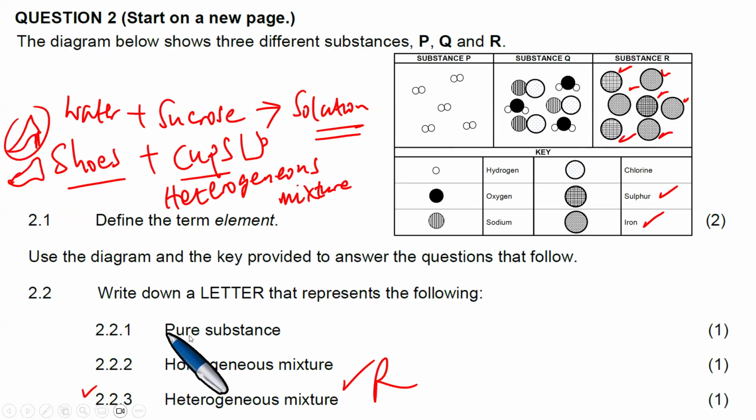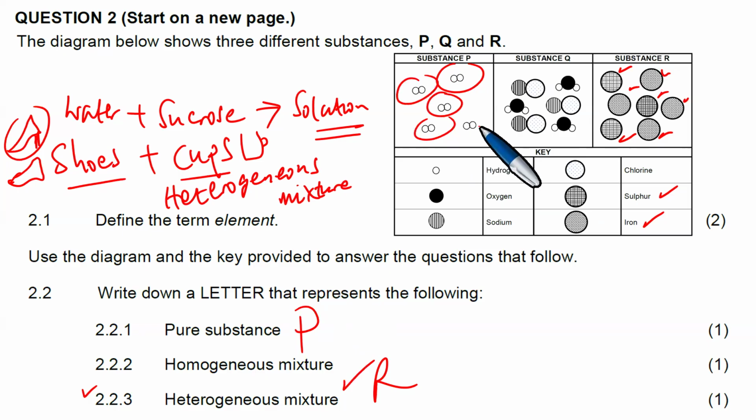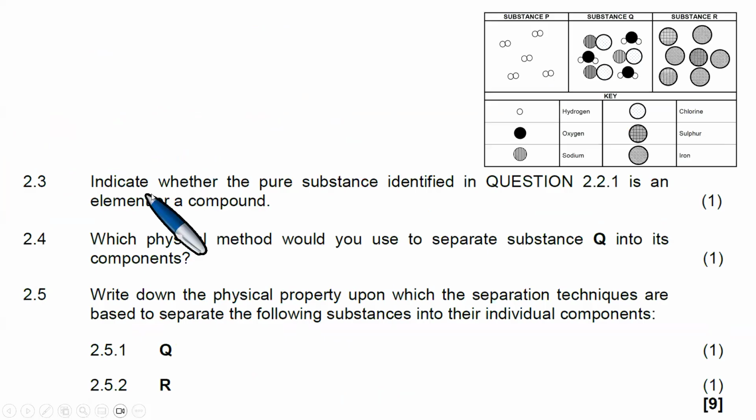So in 2.2.1, we saw that it was P, and Numbers was able to see that P is the pure substance there. It is pure because it's not a mixture. It's the same kind of element that repeats. And now the question is, indicate whether the pure substance identified in question 2.2.1 is an element or a compound.